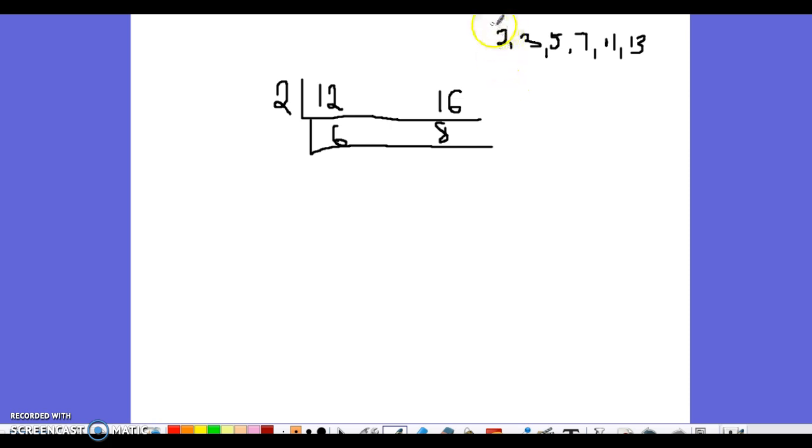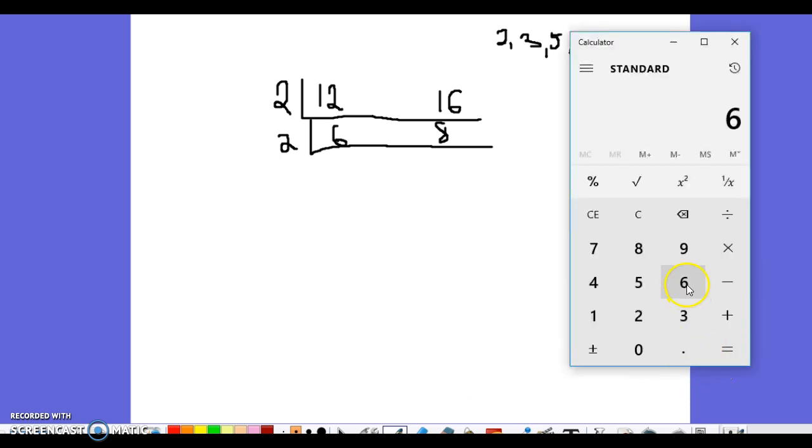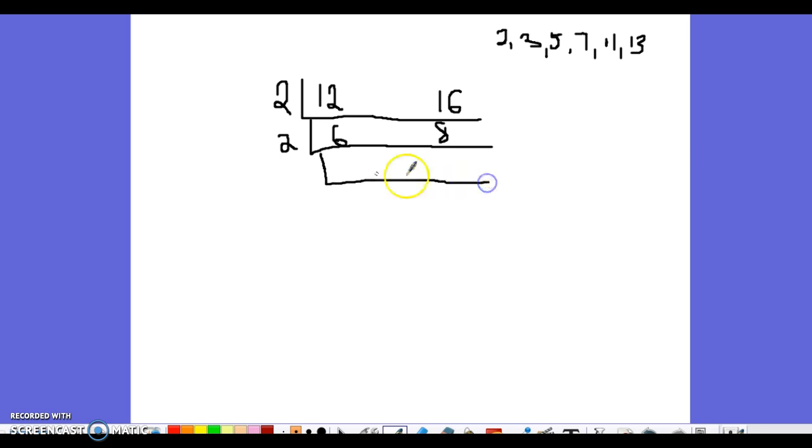Now in this case, I don't cross out 2, I could use 2 again because 6 has a common factor of 2 again. I do 6 divided by 2 and I'll get 3, and then I do 8 divided by 2 and I'll get 4. So I create another layer of cake and I place my answers to those questions in there. When I've received either prime numbers or numbers that don't have a common factor, I'm done.